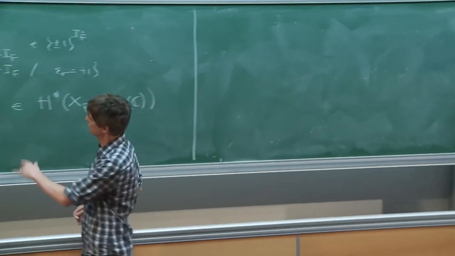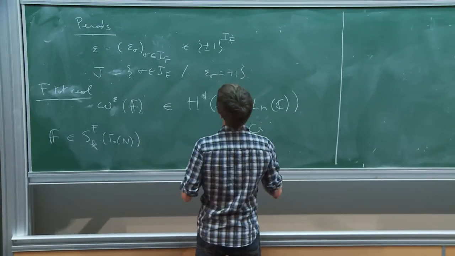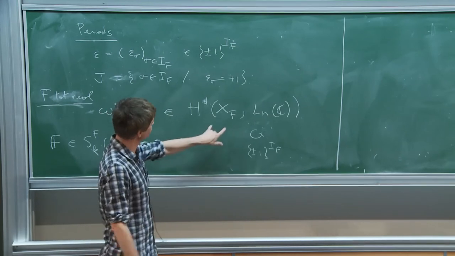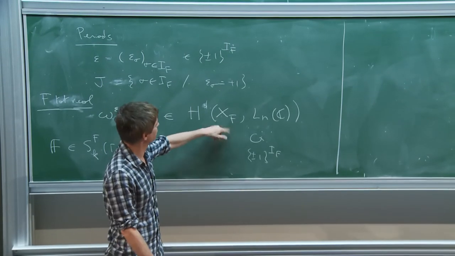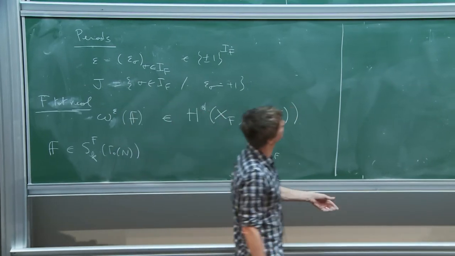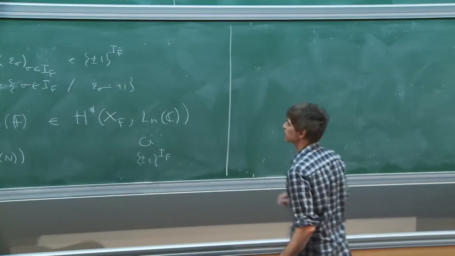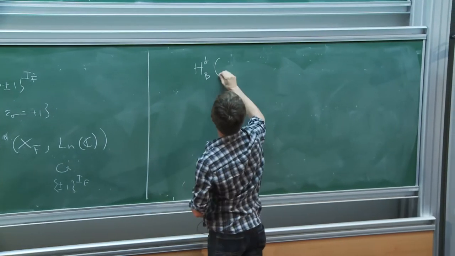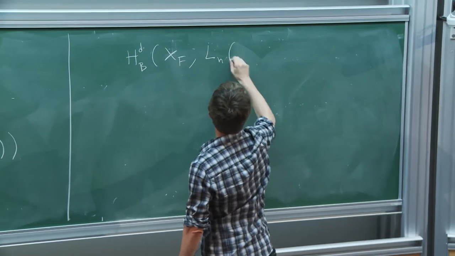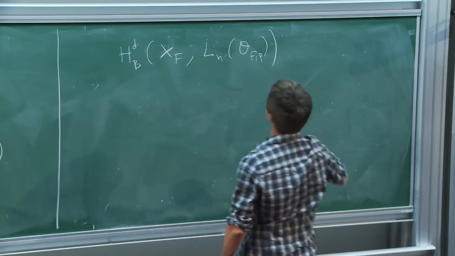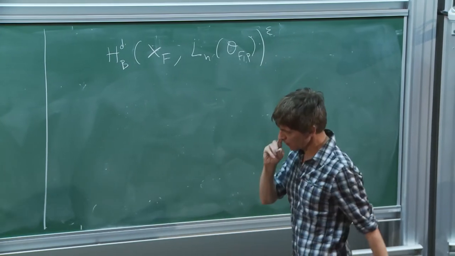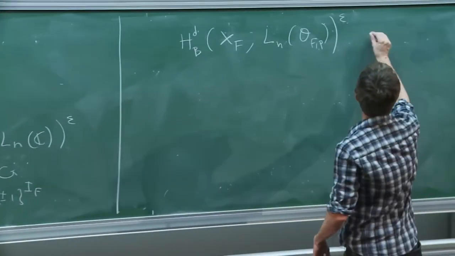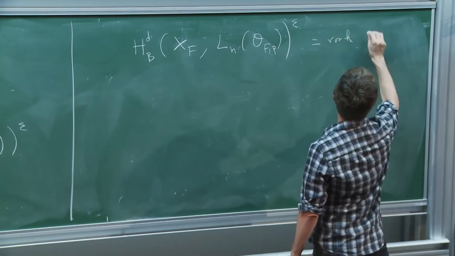And actually, you have an action here of this group on this cohomology for each real place. You have a complex conjugation that acts here, and so you can decompose the Betti cohomology. Now we take coefficients in O_F, and you can take the epsilon part. Okay. And so here, actually, this guy belongs to the epsilon part. And this epsilon part is actually rank 1 over O_F.